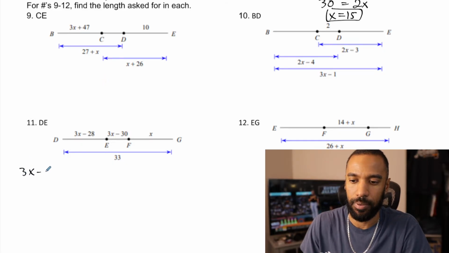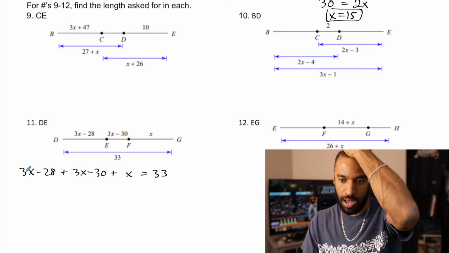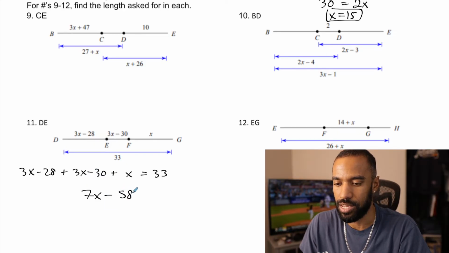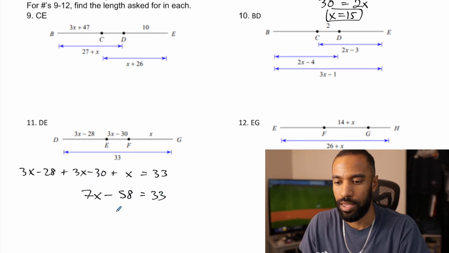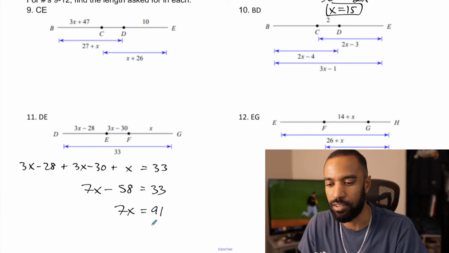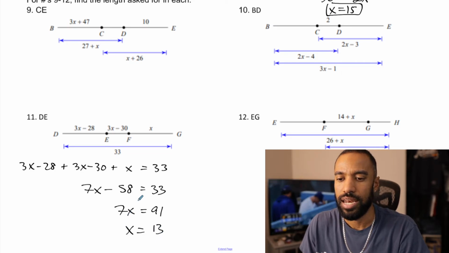I can add up 3x minus 28 with 3x minus 30 with x, and I get 33. And 3x plus x is 7x. Negative 28 minus 30 is negative 58. If you add 58 to both sides, you get, I believe, 91, and divide by 7, you get 13, I think. X equals 13.